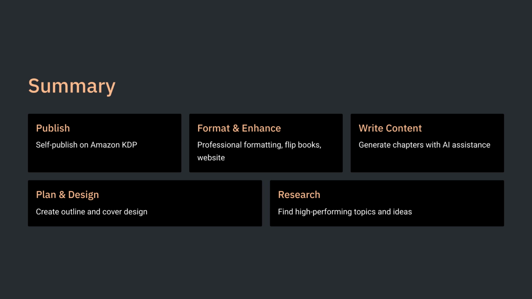5. Write the content chapter by chapter with AI assistance. 6. Format the book for professional presentation. 7. Bonus, convert it into an interactive flipbook or showcase it on a personal website. Whether you want to self-publish on Amazon KDP or create a unique gift for your loved ones, AI tools can simplify the entire process.